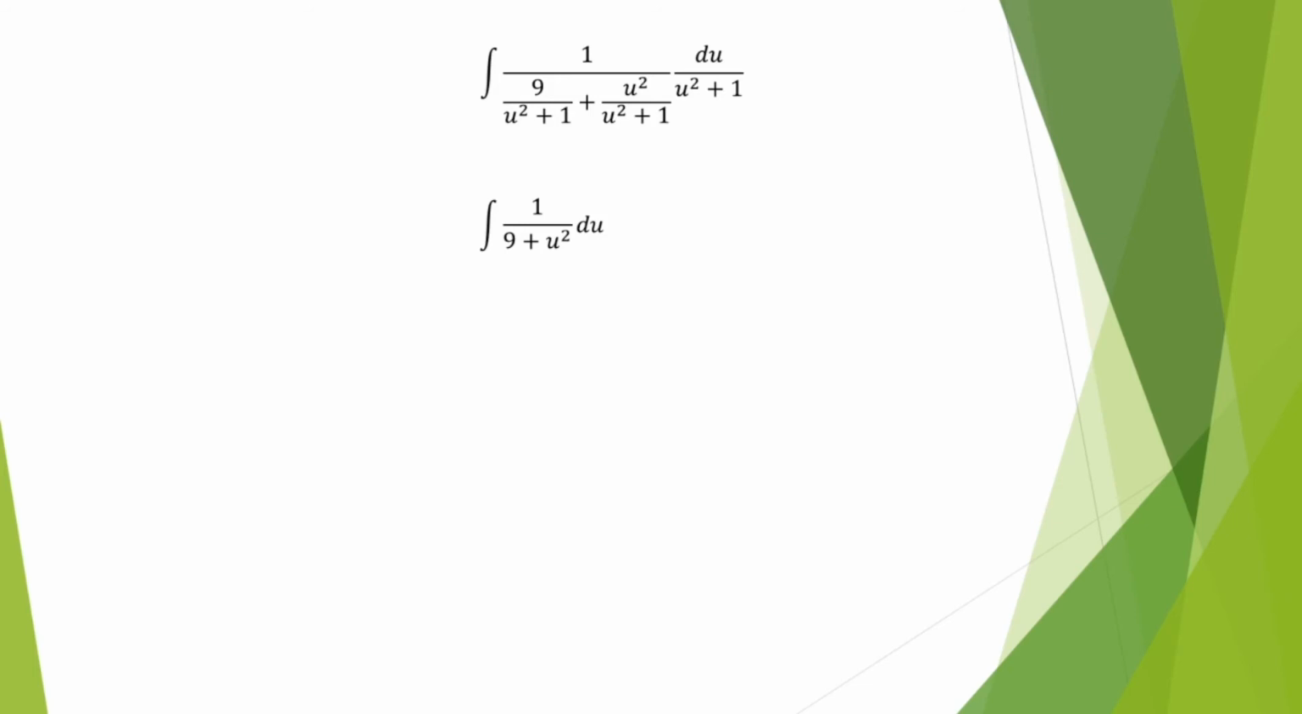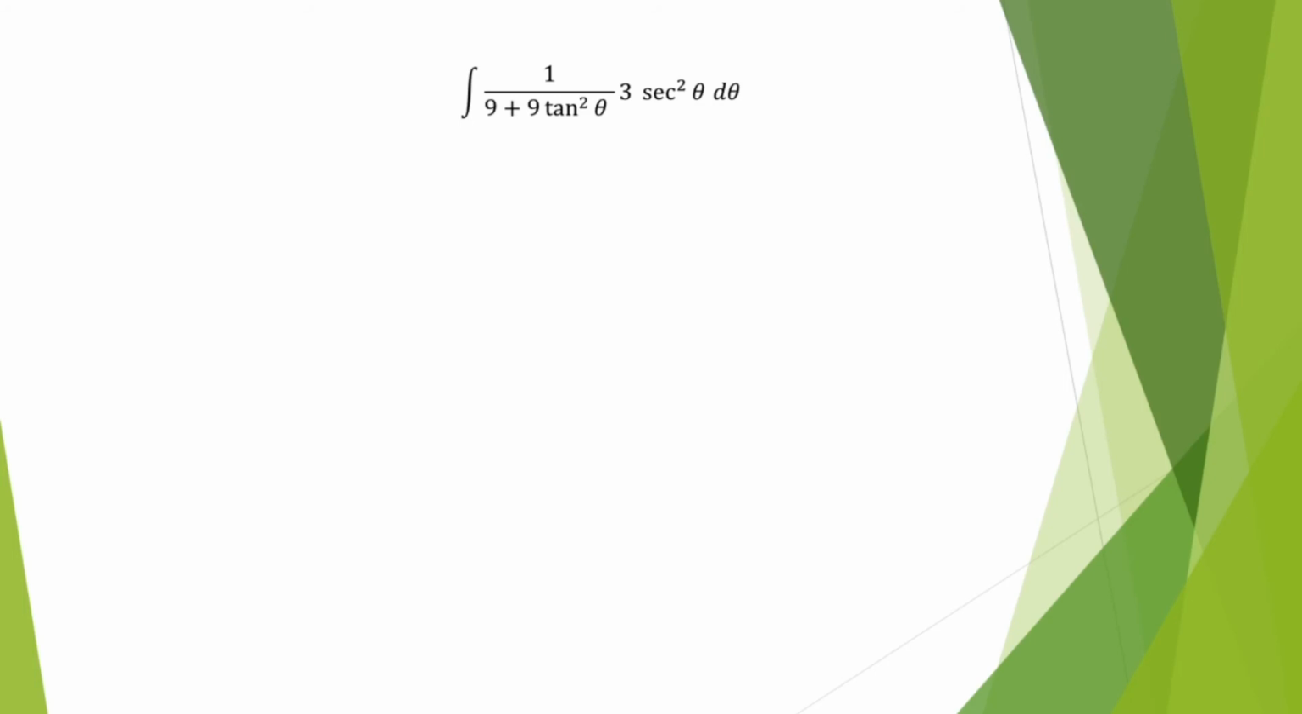At this point, I'm going to make another u substitution. I'm going to let u equal 3 tangent theta, and du is going to be 3 secant squared theta d theta. I'm going to replace the u with 3 tangent theta. Now I have my integral in terms of thetas.